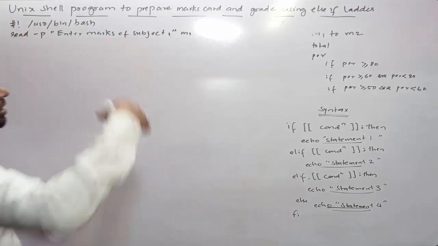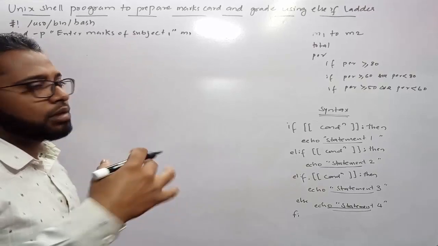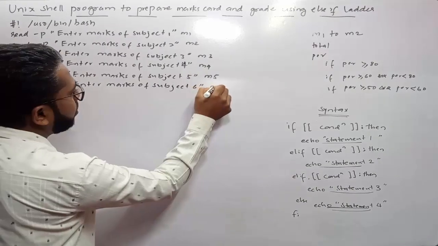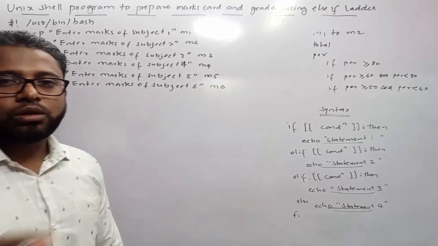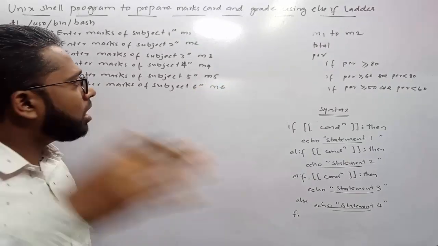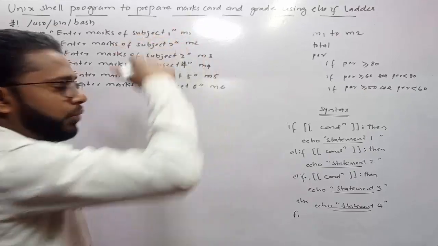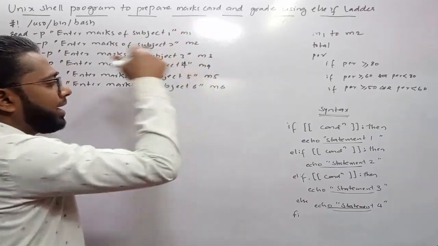Next, similarly, I will ask the user to enter the marks of all 6 subjects, up to subject 6, M6. Okay, now I have taken the marks of 6 subjects and those marks get stored inside these variables, starting from M1 to M6.